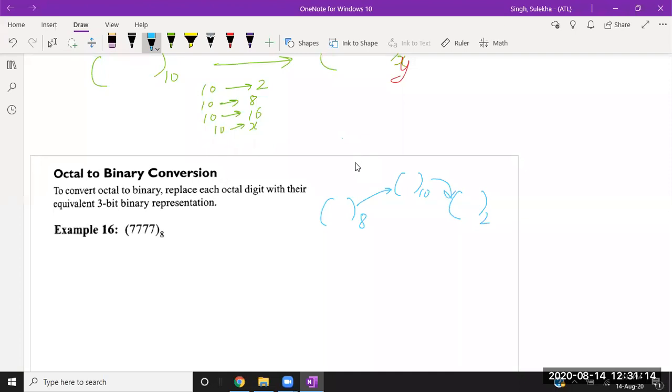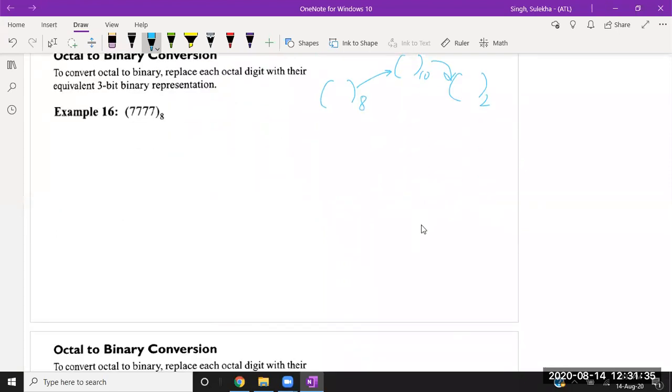But whenever you want to convert octal to hexadecimal, hexadecimal to octal, or these bases with each other, there are some tricks. Before understanding the trick, you need to understand why these tricks work.